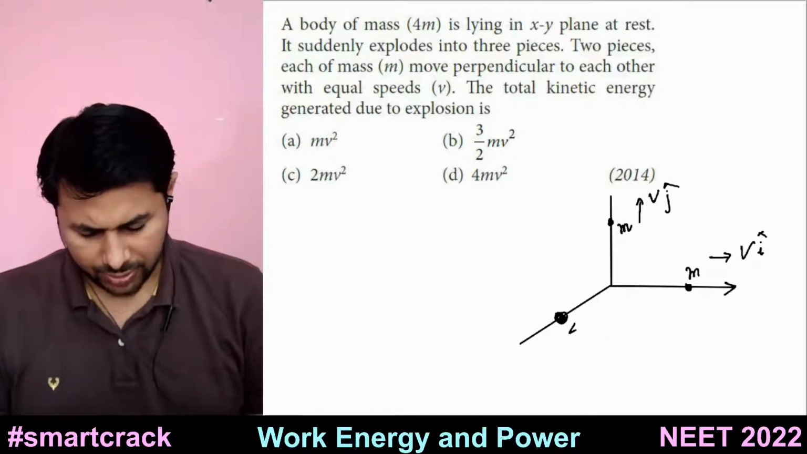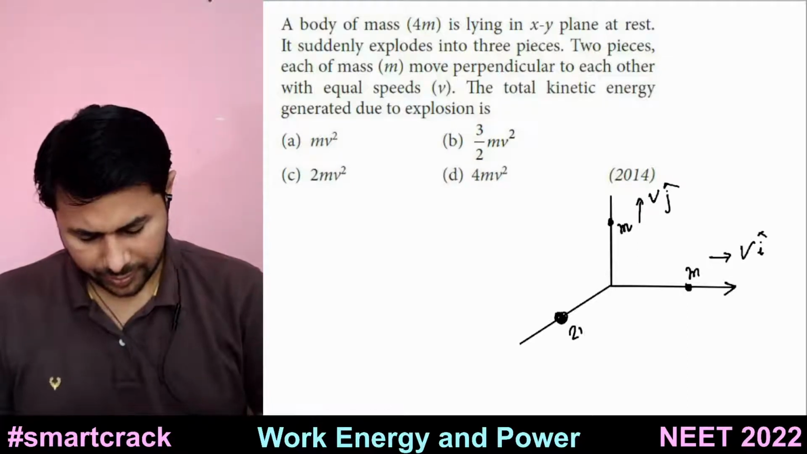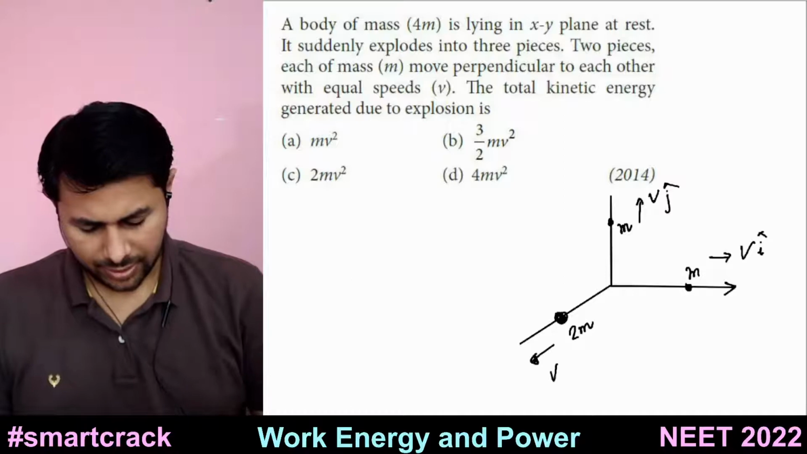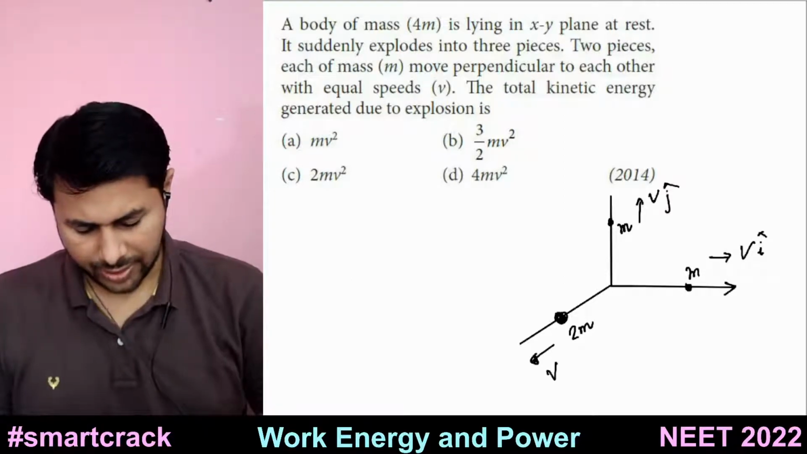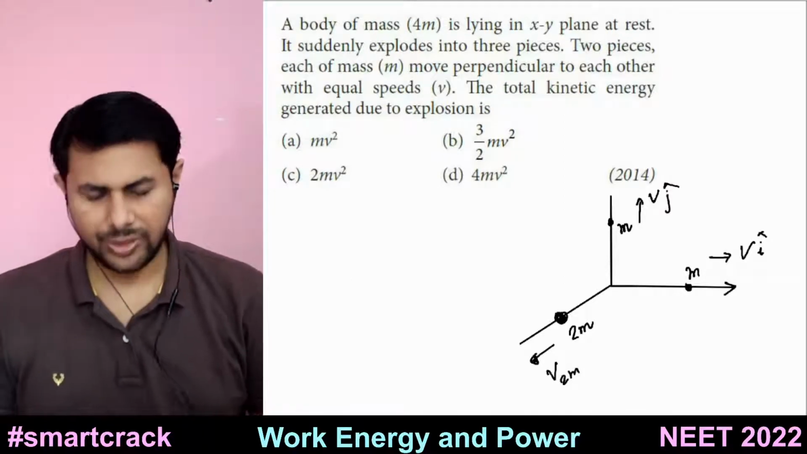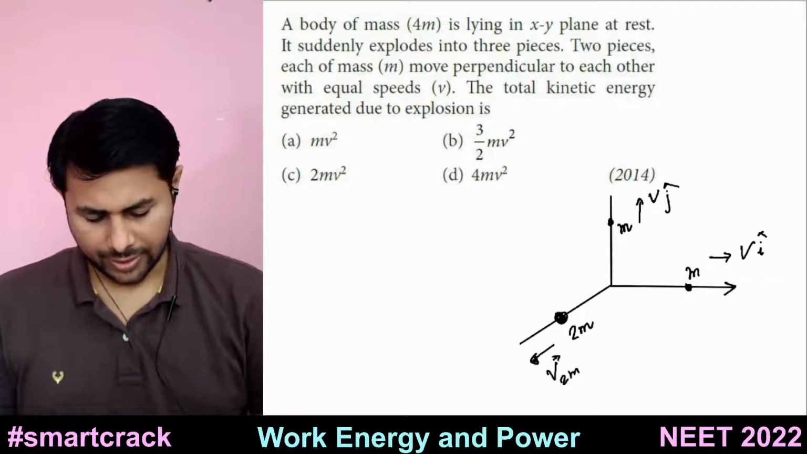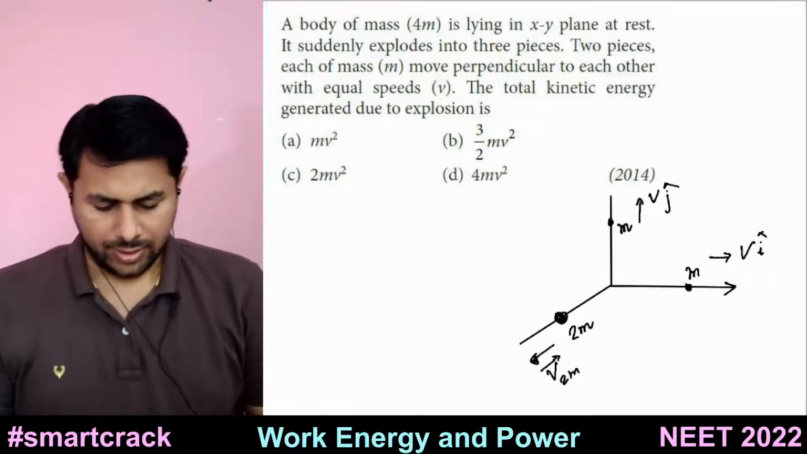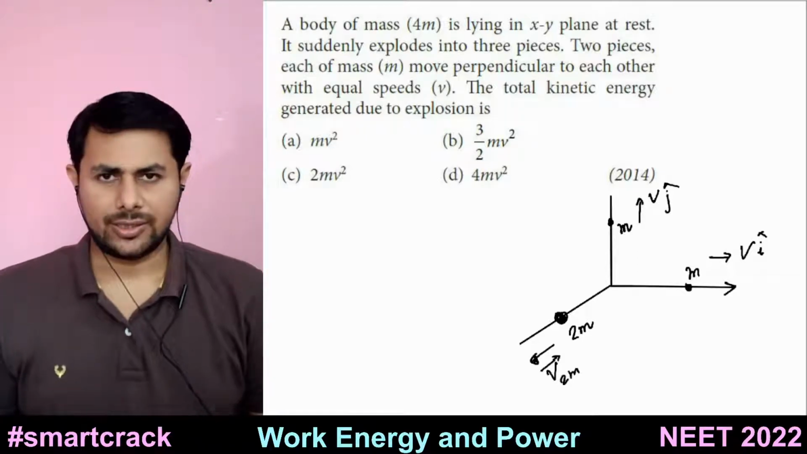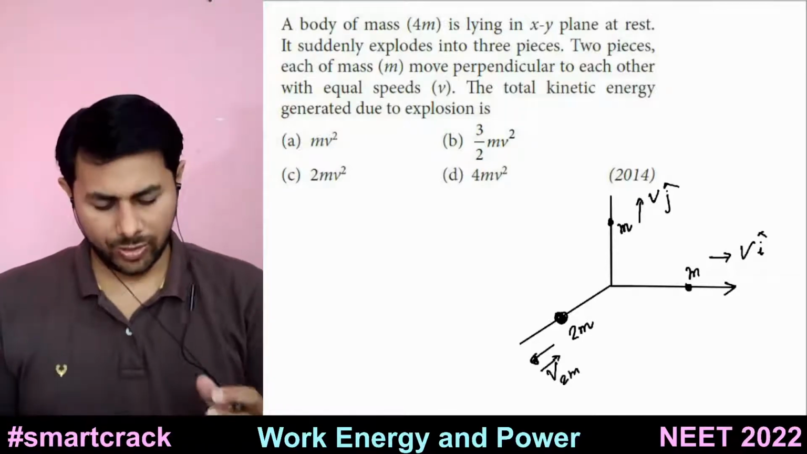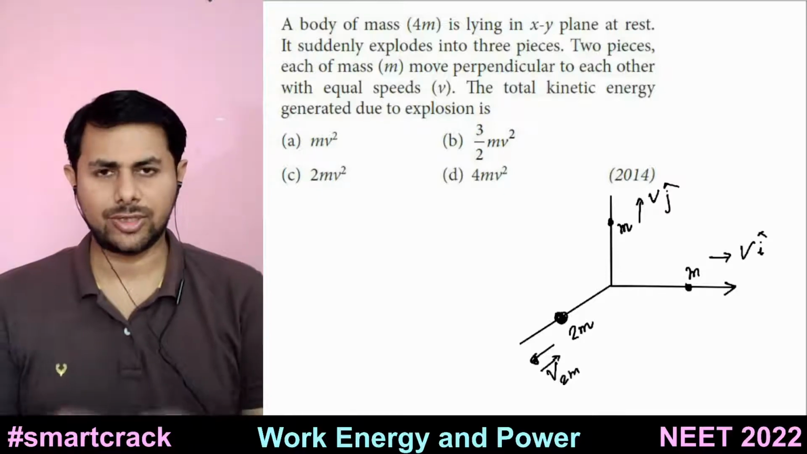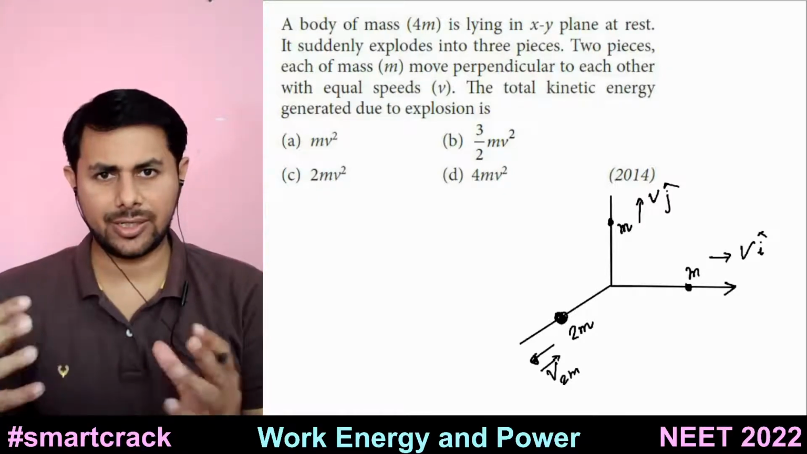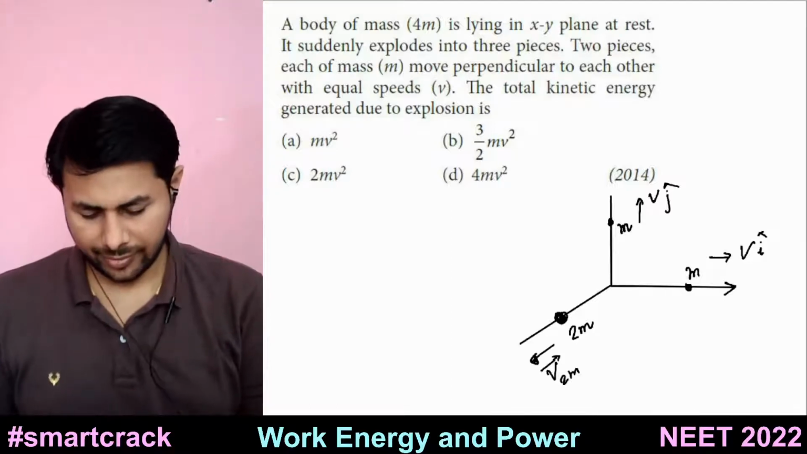So this is mass 2m and it will have some velocity. Let's call it v2m, the velocity of mass 2m. Now, the law of conservation of momentum says that the sum of all momenta should be equal to 0, because before the explosion the bomb is lying in the xy plane, it is at rest, right?